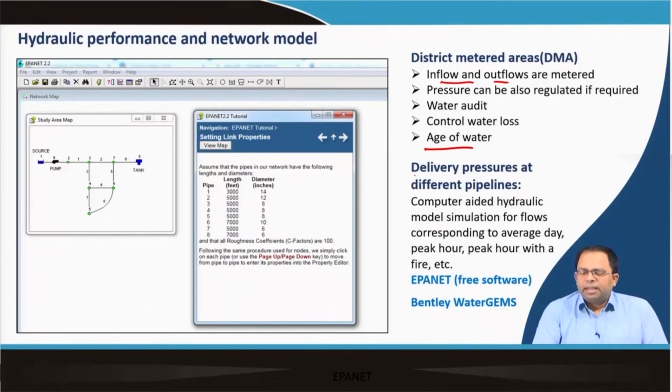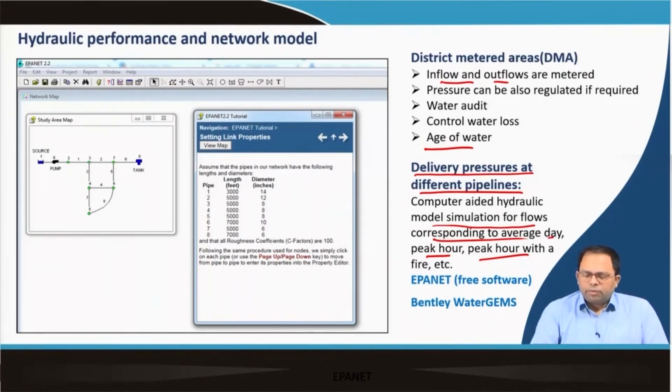So, we need to determine the delivery pressures in different pipelines. Based on the suggested pipe sizes, pipe material and all this for a particular area, we determine the pressure in different pipelines in that particular design, and for that we use software; different kinds of software are available. Hydraulic model simulations for flows corresponding to average day, peak hour with a fire, and all these things are conducted to determine the appropriateness of the design that we suggest.